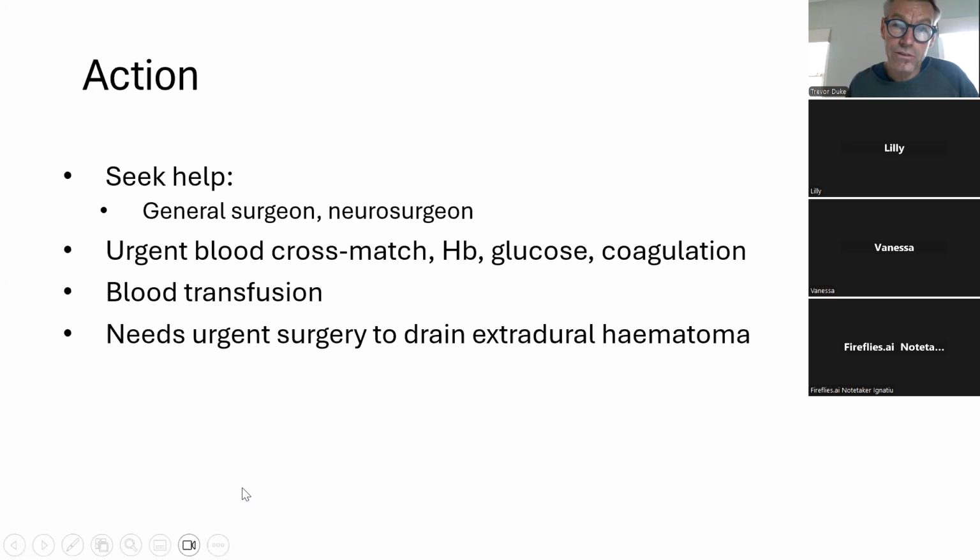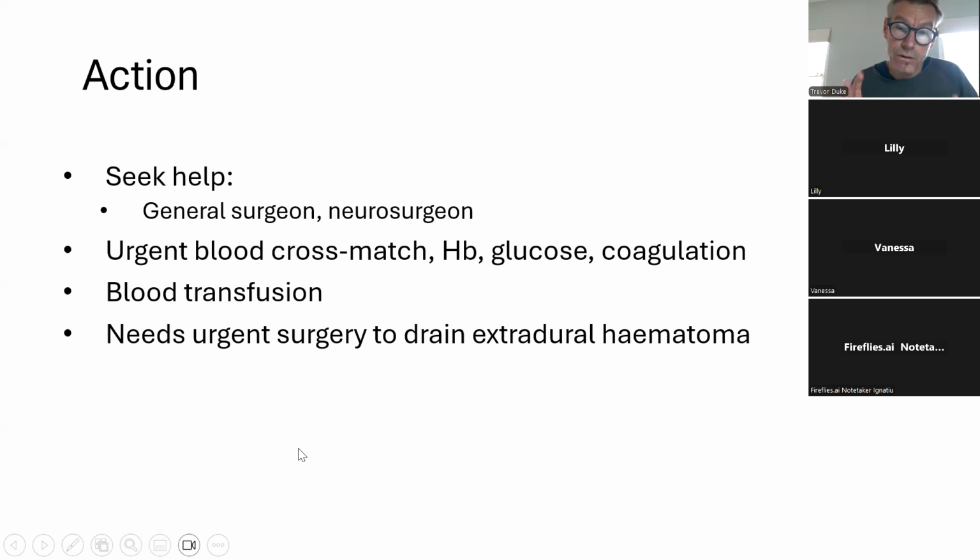So what to do in that circumstance? Well, seek urgent help, isn't it? You need a surgeon, a neurosurgeon ideally, but a general surgeon can drain an extradural. You need to cross-match blood urgently, get a hemoglobin, a glucose, a coagulation if you can, give the child a blood transfusion, and organise for surgery urgently. That's the only thing that will help this child, because you're not going to be able to stop this extradural hematoma without actually evacuating the clot, and that's exactly what happened.